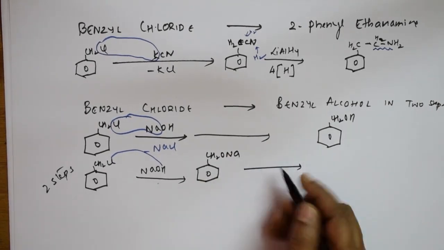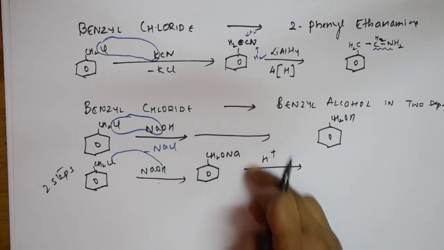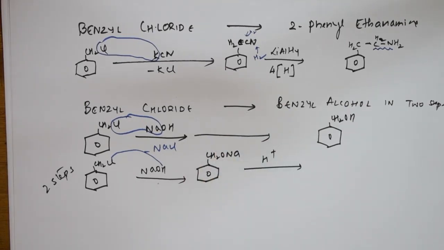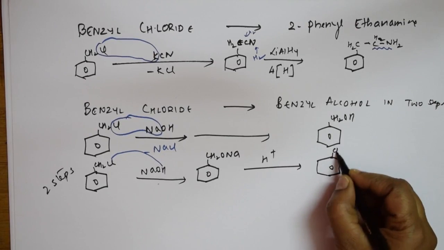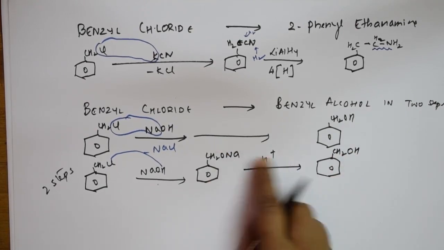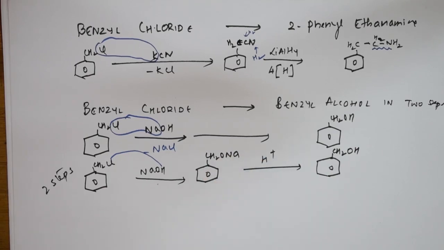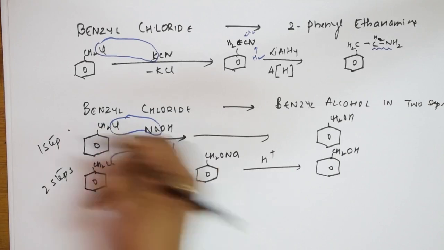This is step 1. Now to the second step, what am I going to do? Because they asked me for 2 steps, I'm going to use the acidic medium. This comes out and this goes and forms CH2OH. That means if you take the acidic medium, if I take HCl here, NaCl comes out and H plus goes in. So benzyl alcohol. This is the 2-step process. This is the 1-step process.